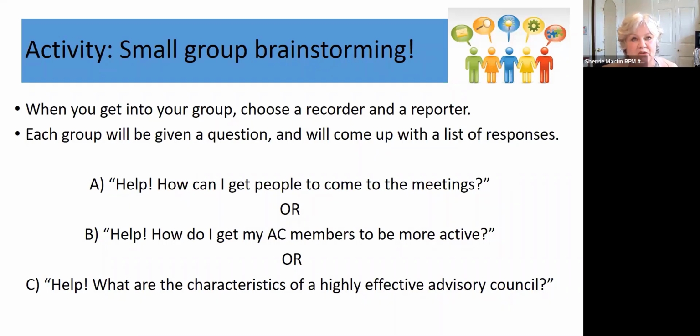There'll be two to three groups that will have the same question, but there are three different questions. So a couple of groups will get question A, a couple of groups will get question B, and a couple of groups will get question C. So we're going to take about 15 to 20 minutes for you to brainstorm and generate some ideas for these items. And then we'll come back and get you all to share what you came up with.